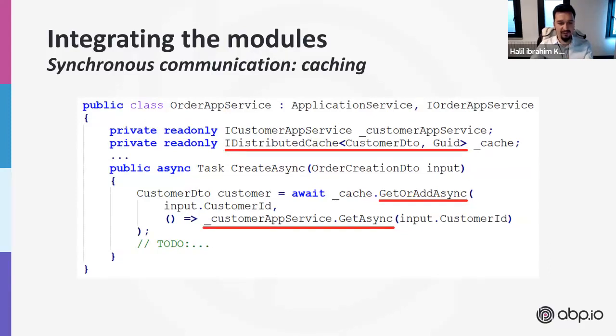Let's see the implementation in the ABP framework. It's very simple. In the ABP framework, we have an IDistributedCache interface. You can just inject it and use its GetOrAdd method. The first parameter is a key, and the second parameter is a fallback method that performs the real REST service call if the data is not found in the cache.